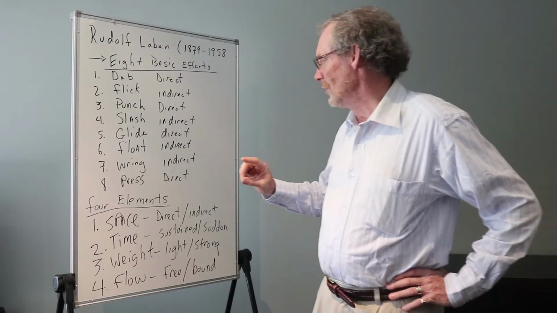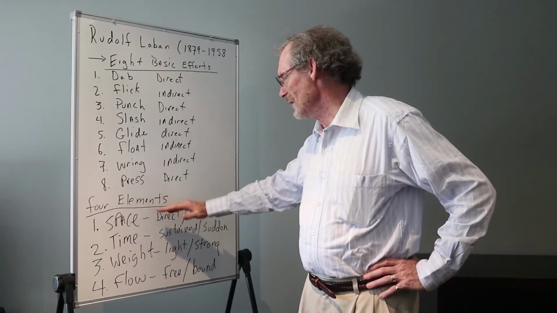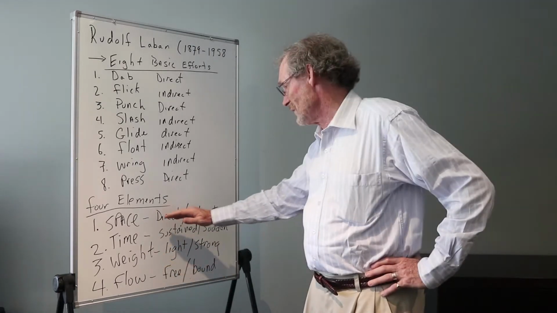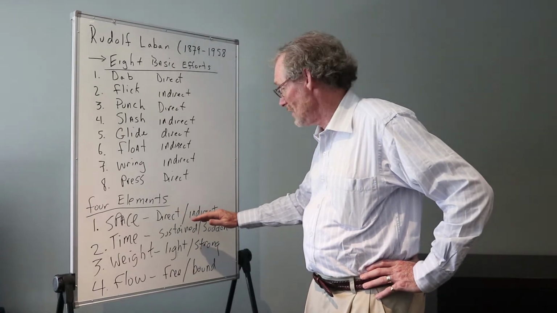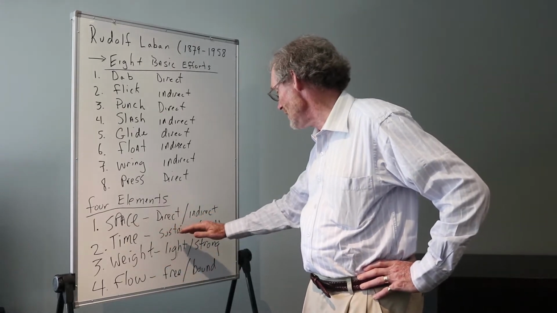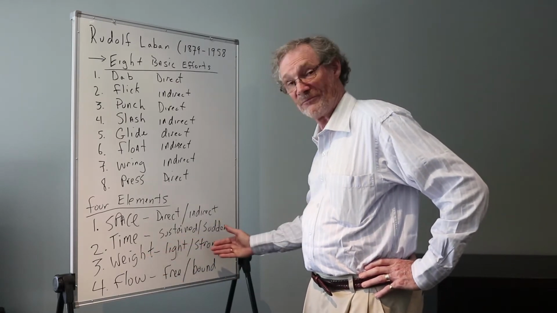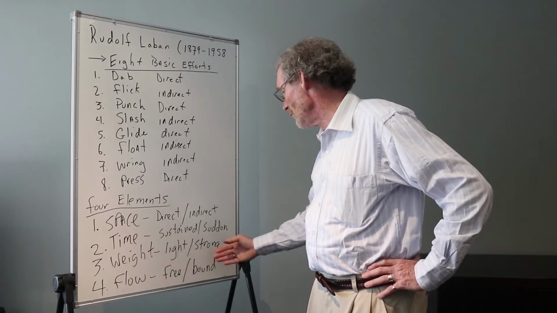Rudolf Laban's work begins with this concept of the four elements of space, time, weight, and flow. Space can be direct or indirect. Time can be sustained or sudden. Weight can be light, strong, or heavy. Flow can be free or bound.